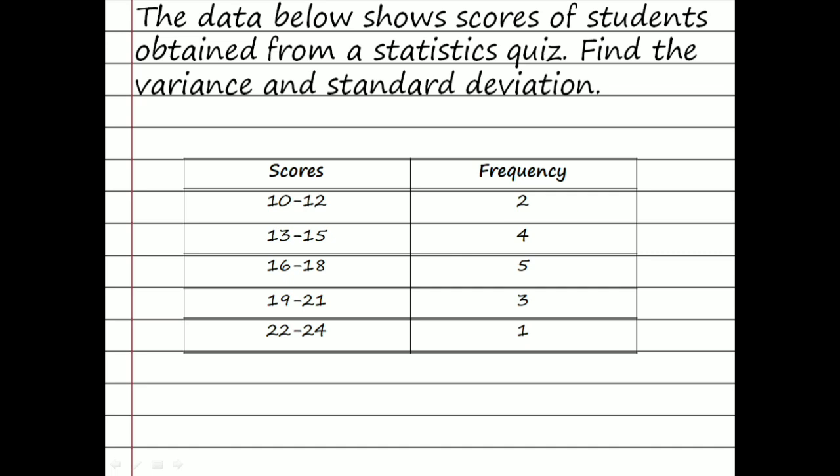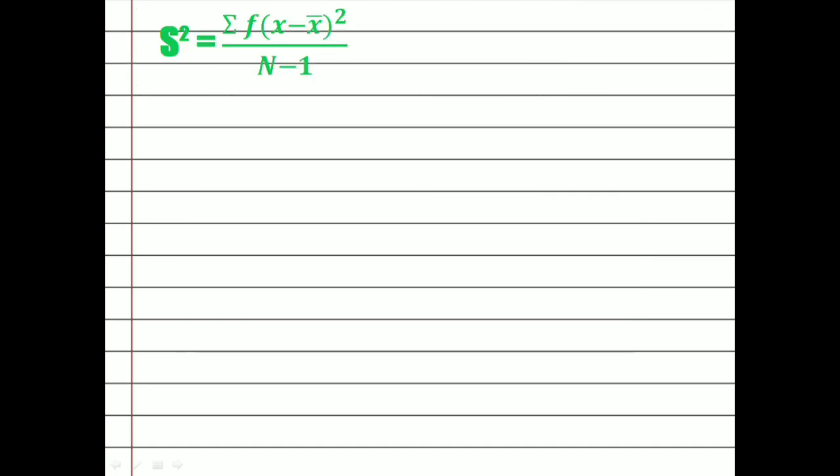First and foremost, we need to know the formula for finding variance and standard deviation for grouped data. This is the formula that we use to find variance of grouped data. In words, we take the deviation of each score from the mean, square the difference, multiply with the frequency, sum the results, divided by the number of cases subtracted by 1. To find standard deviation, this is the formula. It is simply the square root of variance.